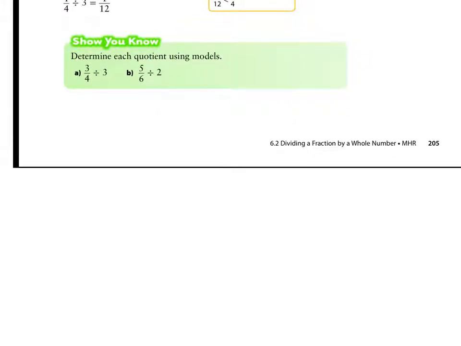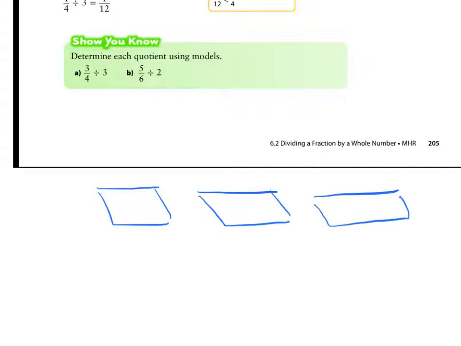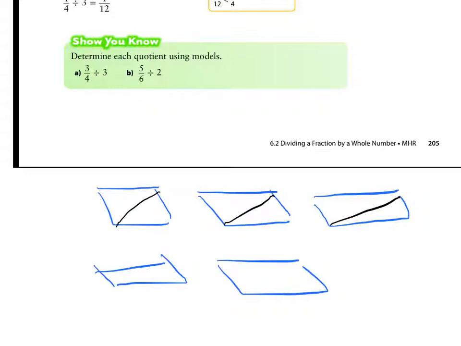divided by 2. So 5/6. So I'll use blue. 1, 2, 3, 4, 5. And now I'm going to cut them in half. Let's cut those in half, like so. Okay, now I have some triangles.